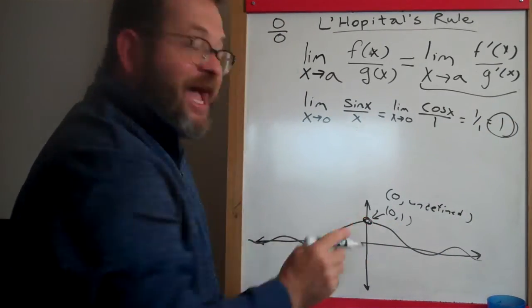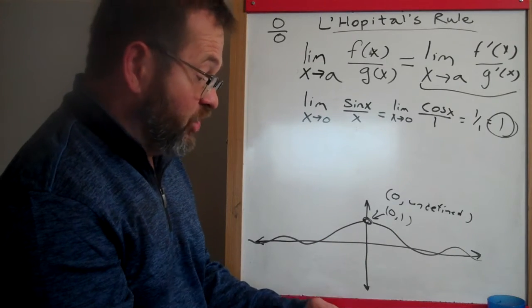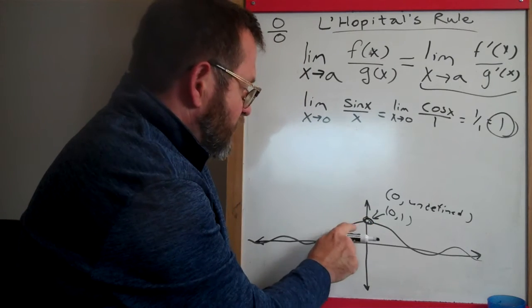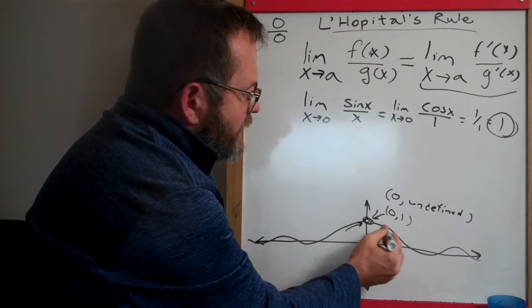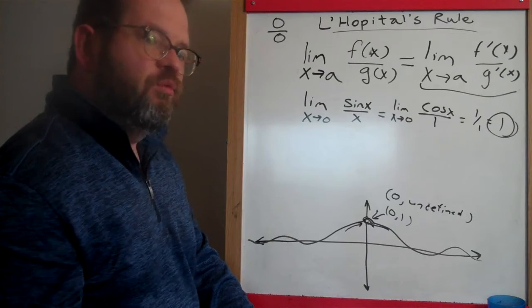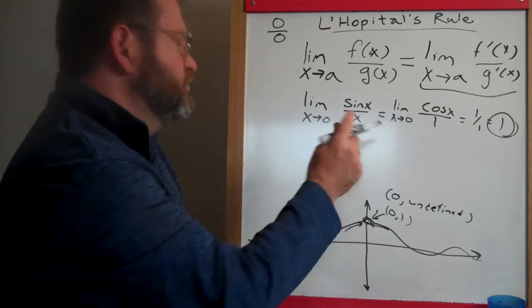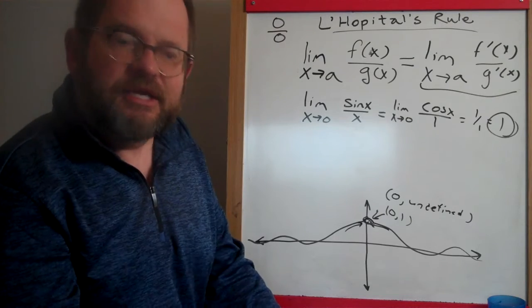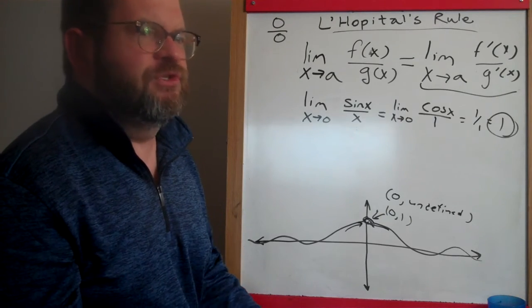While the value actually at x equals 0 is indeterminate, we get a little hole in the function there. The limit, whether we're approaching from the left or from the right, is 1. We're getting closer and closer to the function being equal to 1. Isn't that weird? L'Hopital's rule is a weirdly useful tool.